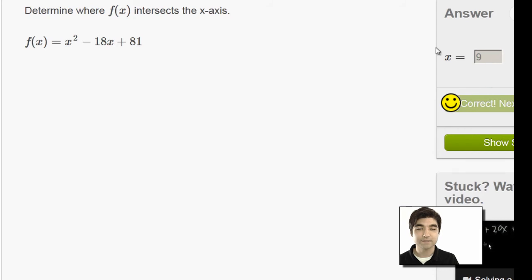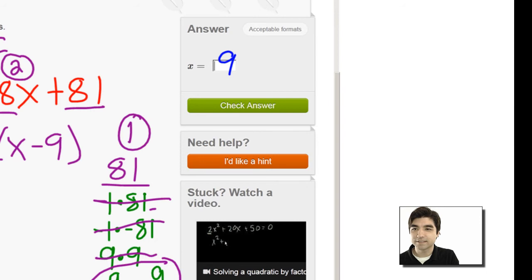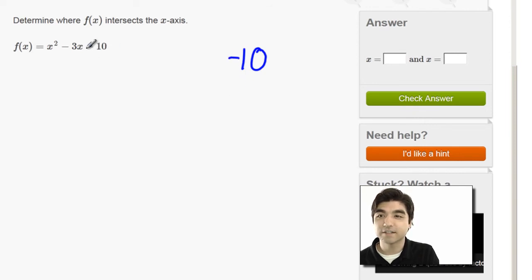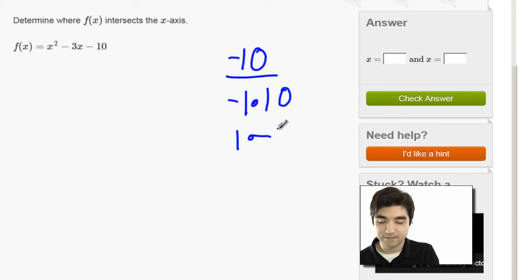It's not going to let me. Anyways, I think I have another one on the slide. Okay, let's try this one. We have x squared minus 3x minus 10. So again, write your -10, and then we need some factors of -10. So we got -1 times 10, and then we got 1 times negative.